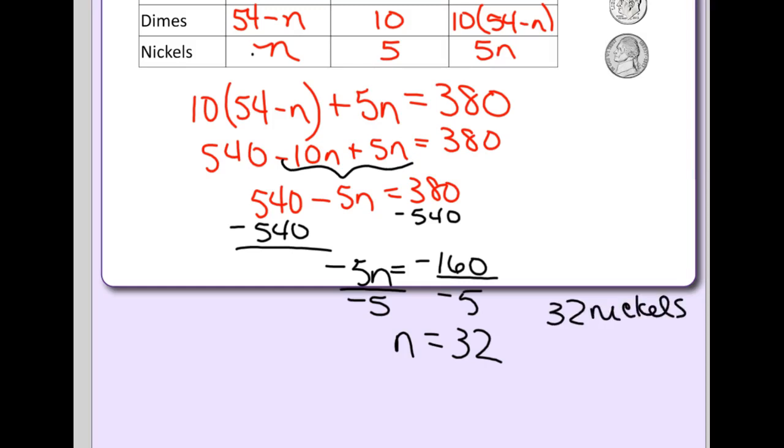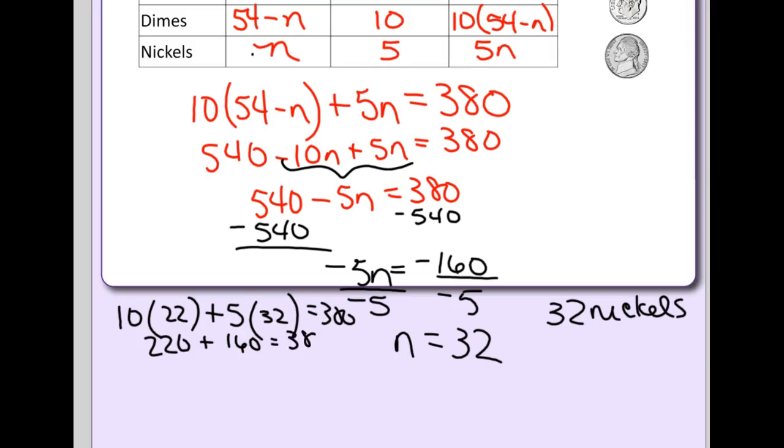Now remember, show me a check somewhere. And if we plug those in, we get 10 times 54 minus 32 is 22, plus 5 times 32, because that was n, equals 380, and you'd find you get the right answer. 220 plus 160 equals 380, and that's my check.